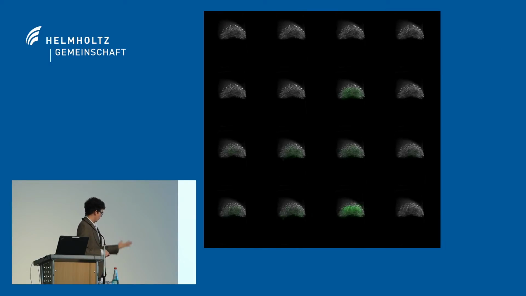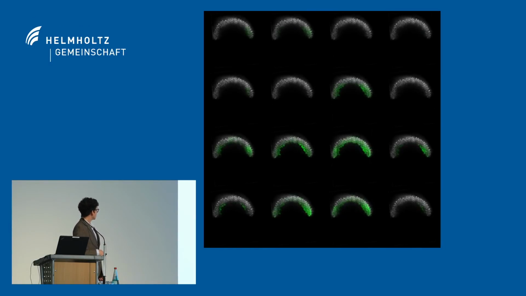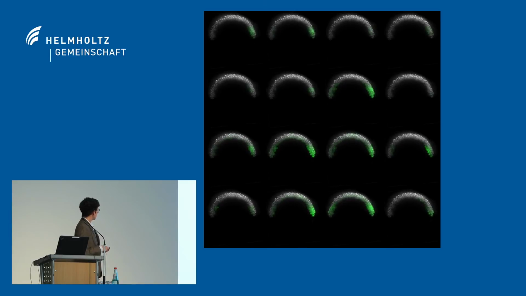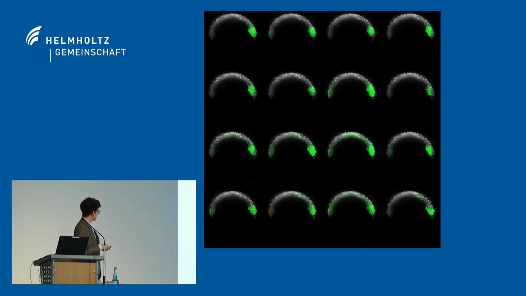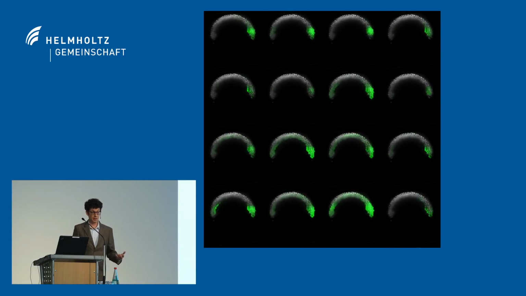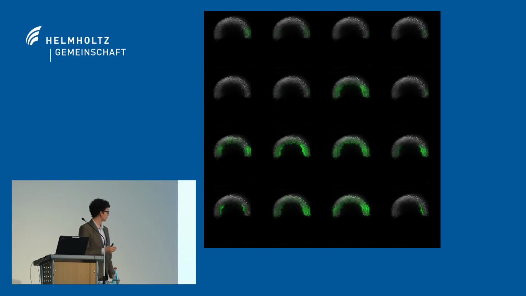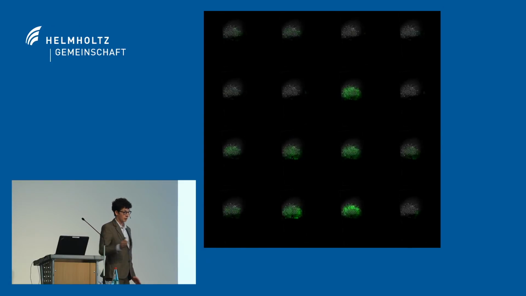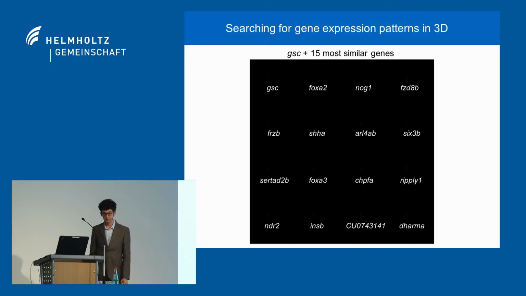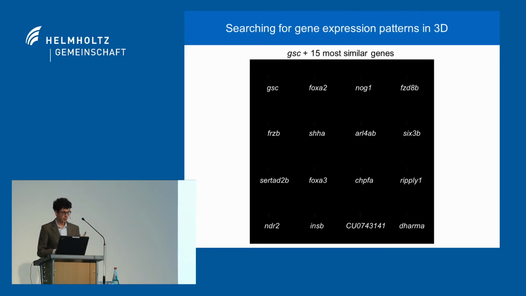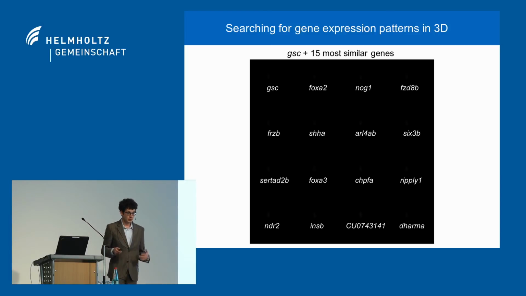And when I play this video, you'll see in a moment that when the expression of goosecoid comes on, they all beautifully light up in unison and also disappear again together as we move to the side. Now this shows us two things. First, that we found a way to quantify similarity of these expression patterns. And secondly, that there are many genes that have similar spatial expression patterns. These are just the top 15.